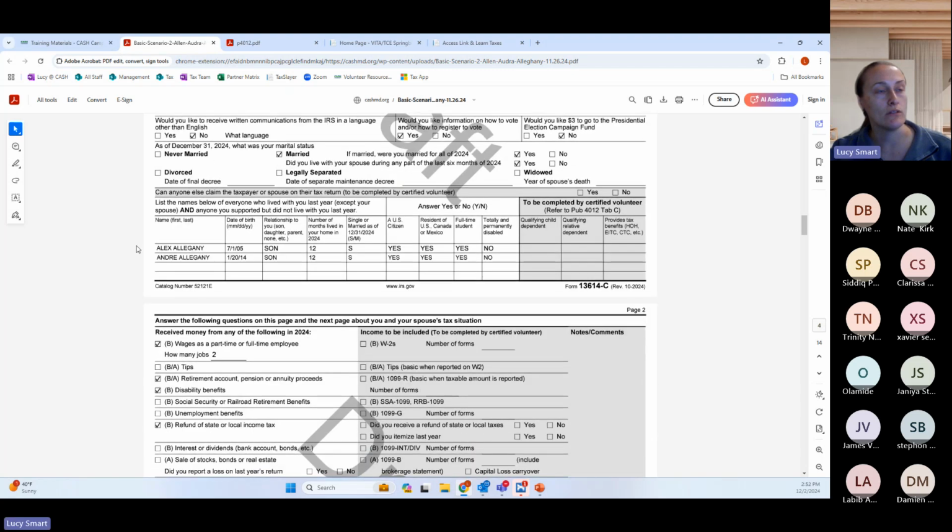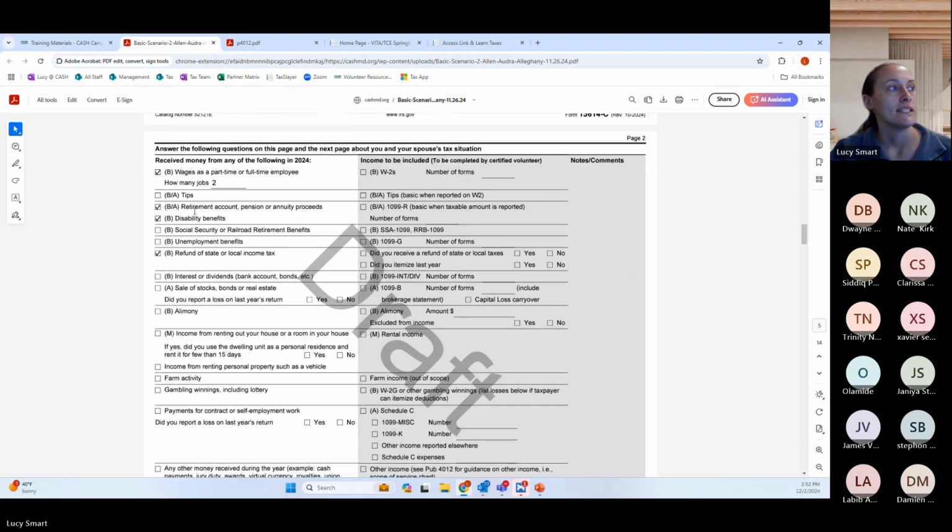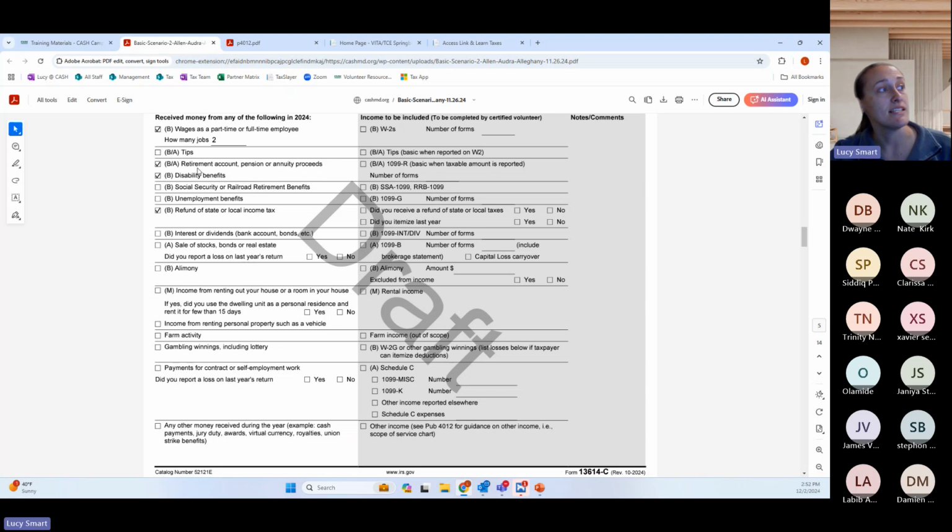They listed 2 people that live with them and that they support, Alex, their older son, and Andre, their younger son. We, as the preparer, need to go through here and complete this. So we'll do that when we ask the questions about dependency. They said, yes, they have wages. They have 2 jobs. So probably one for each spouse. So we'll go ahead and check off W-2s and put the number of forms. No tips. They did have some retirement income and disability benefits.